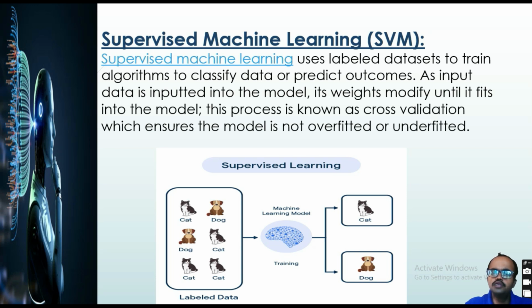Supervised machine learning uses a labeled data set. It uses a labeled data set to train the model to classify data or predict outcomes. As input data is fed into the model, its weights are modified until it fits the model. This process is known as cross validation, which ensures the model is not overfitted or underfitted. See the diagram: with the labeled datasets we can train the model and get the desired output in supervised learning.